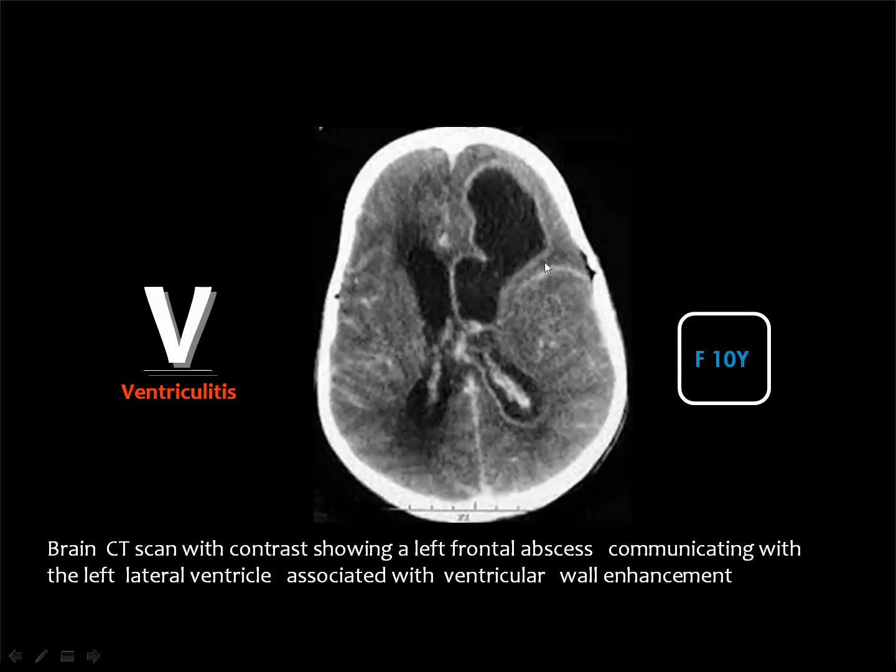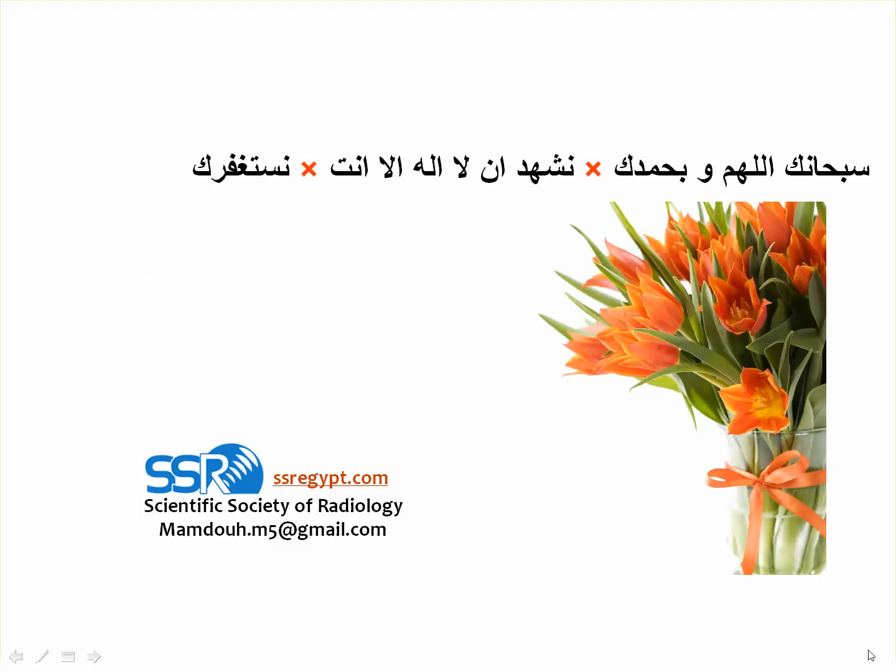Then ventriculitis may be a complication of brain abscesses. If there is a brain abscess that has reached the ventricular wall and ruptured inside the ventricle, then the ventricle is inflamed, and you get enhancement of the ventricular wall, meaning that there is ventriculitis.